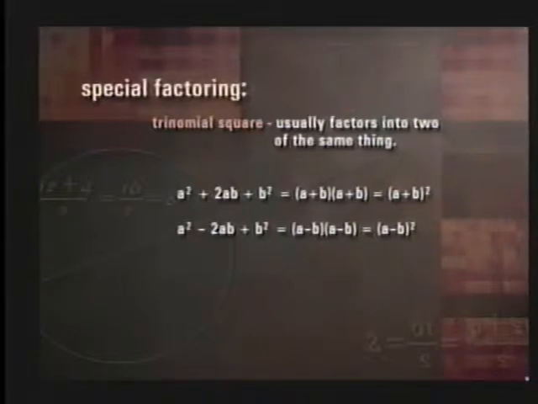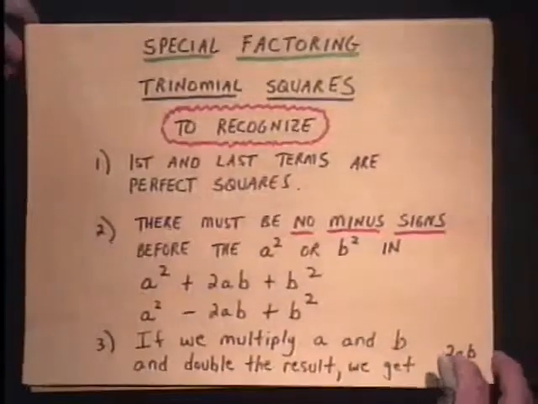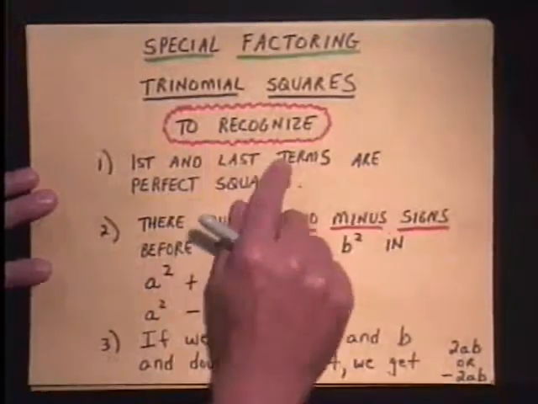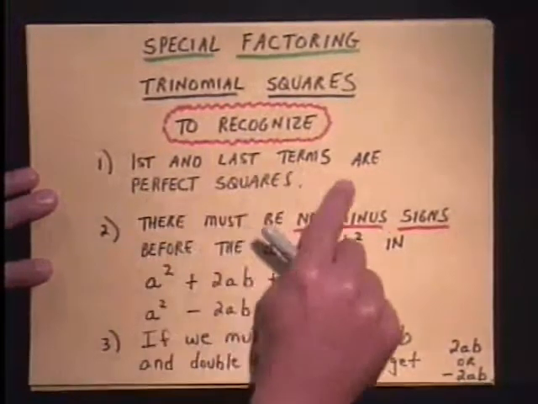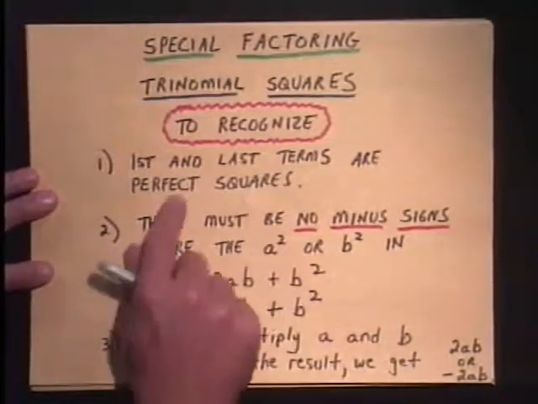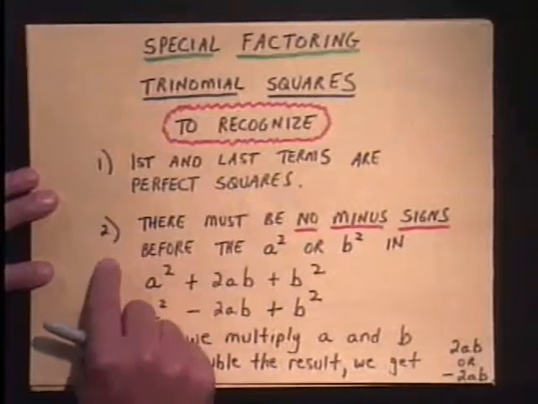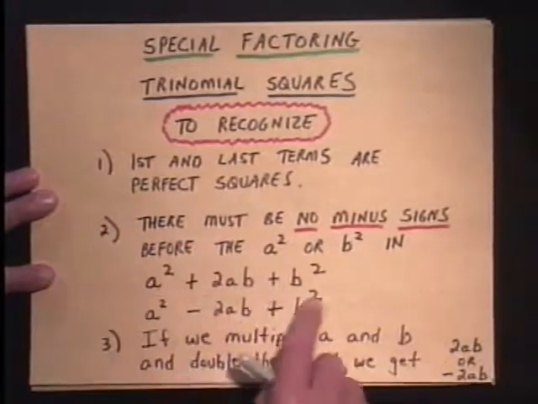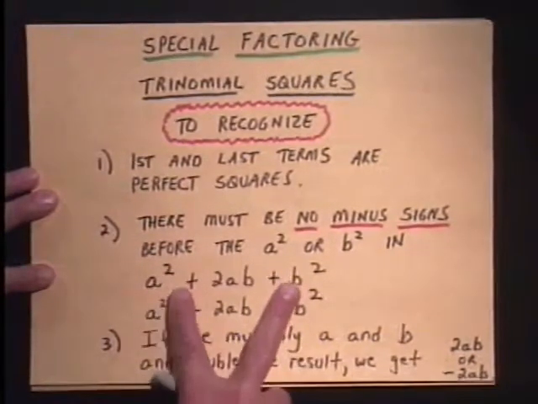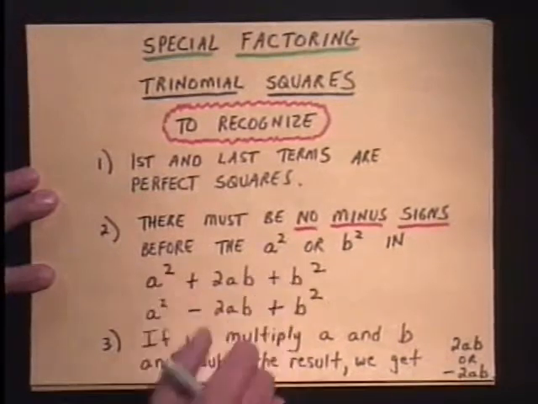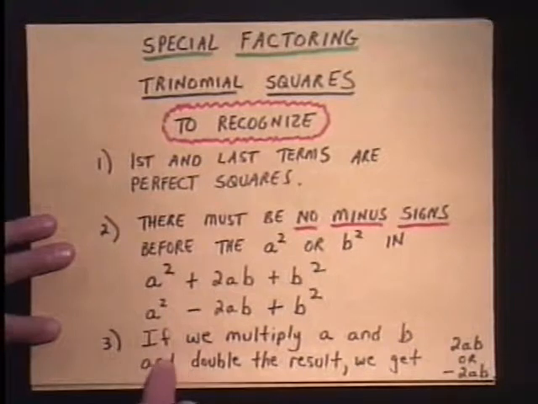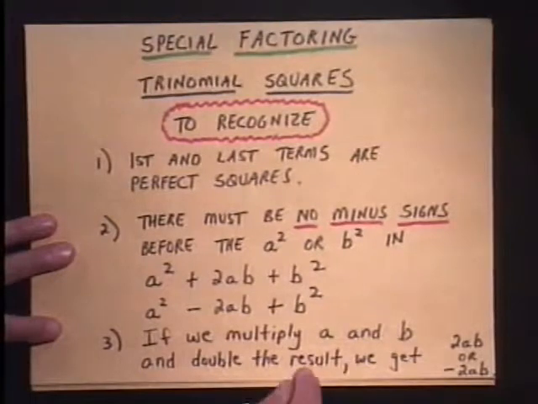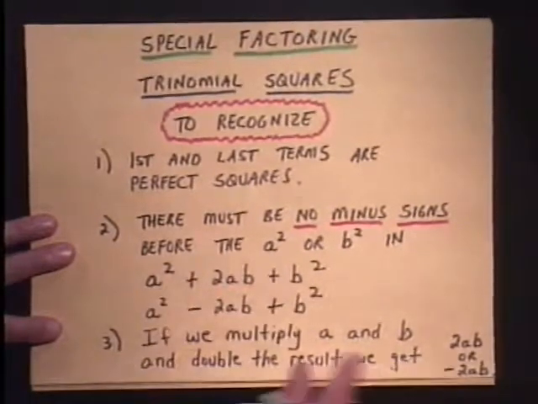So let's go to some examples, which are really some more notes I started out with. In the special factoring problems, trinomial squares, here's how to recognize them, and they're pretty easy too. First, the first and last terms are perfect squares. Step 2, there must be no minus signs before the a squared or b squared in that general form we went over. So notice on these last two, there are no minus signs before the a squared or the b squared. And part 3, when we go to check these, if we multiply a times b and double the result, we get that middle term. We'll see why that works in a second.